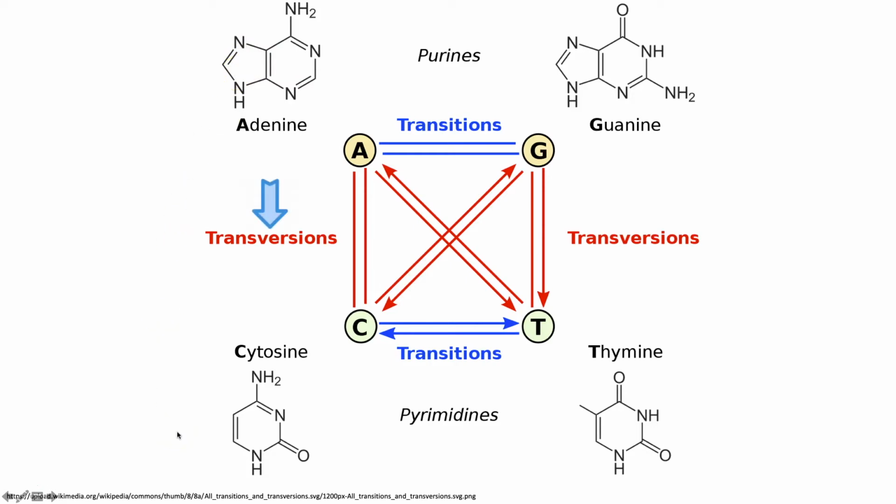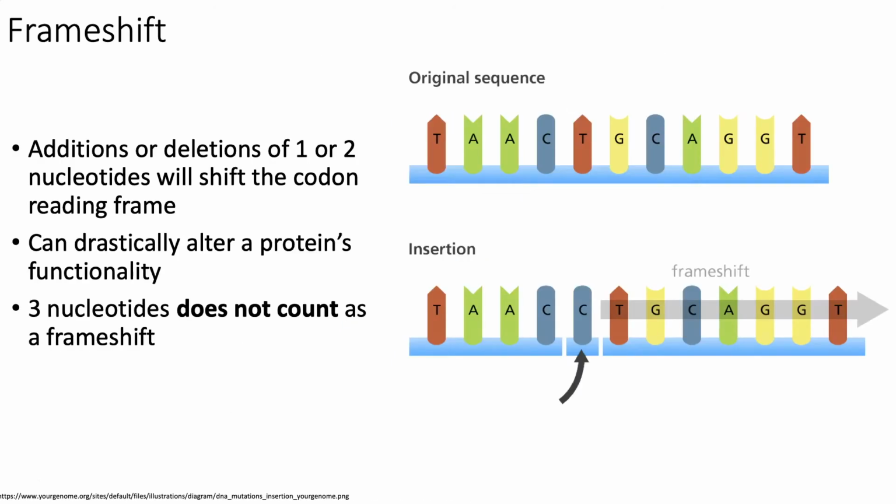It's a bigger deal to go from a purine to a pyrimidine and vice versa. There's a bunch more atoms that you either need to add or take away. So these are called substitutions as well as point mutations. It's the same thing. But you can also have a different kind of mutation that's called a frameshift mutation.